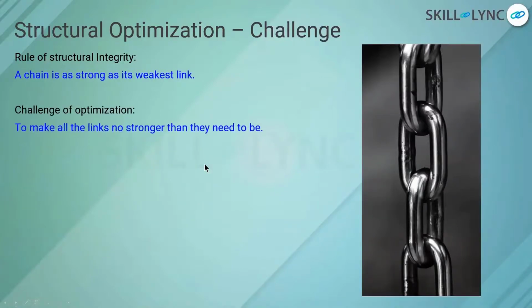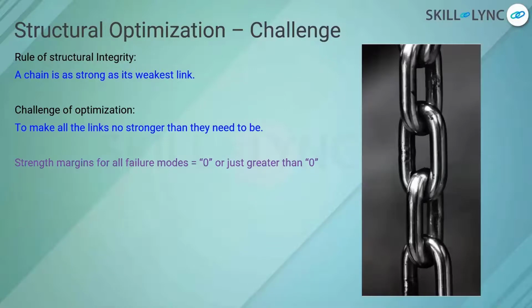So what is the challenge for structure? Our optimization process needs to make sure that all the links have the same strength, or to put it in a different way, to make all the links no stronger than they need to be, because there is no point in improving the strength of one link if the other one is weaker. If all the links have the same strength, which is just above the margin required for all the failure modes, then your structural optimization has resulted in a very optimized product.